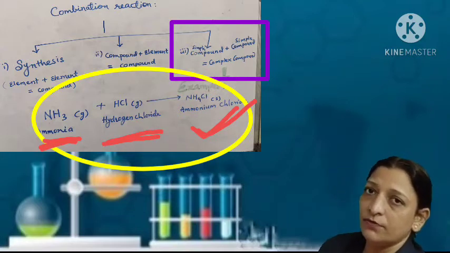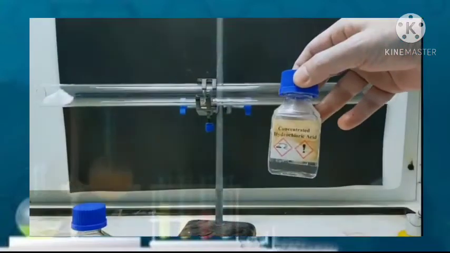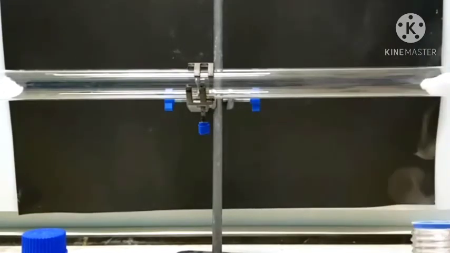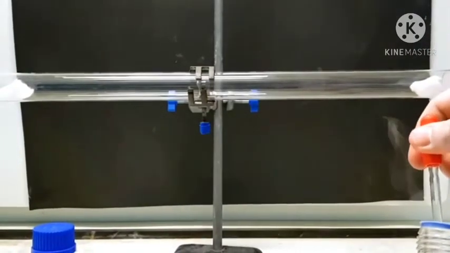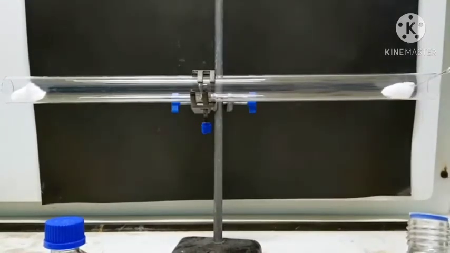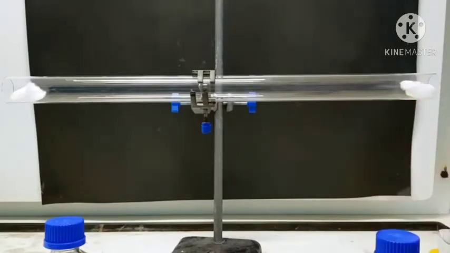Let us observe an experiment to demonstrate this reaction. Take a white glass tube. Fix a cotton soaked in hydrochloric acid at one end of the tube. Close the tube with the rubber stopper.